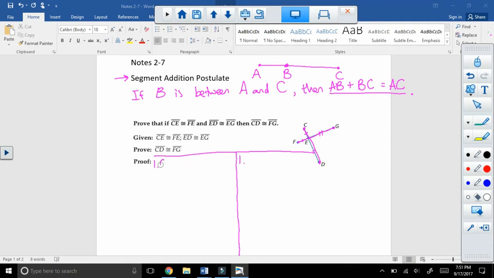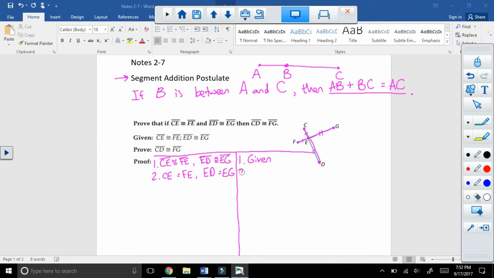Okay, so the first thing you always do is start by listing out the things that are given. So CE is congruent to FE, and ED is congruent to EG. That's given. And somehow I need to start writing this using the segment addition postulate. So I just know that I'm going to have to say that these things are equal. So I'm going to say that the lengths of them are equal. You probably wouldn't know that right off the bat, and that's why I'm telling you.